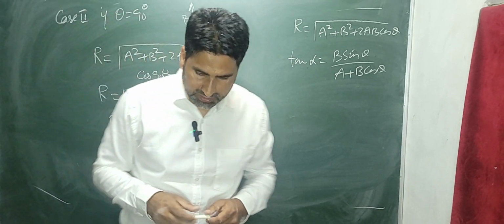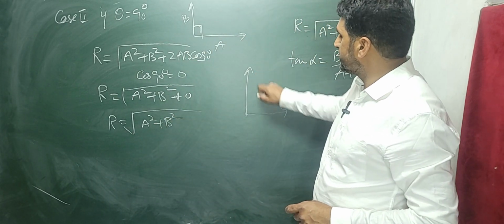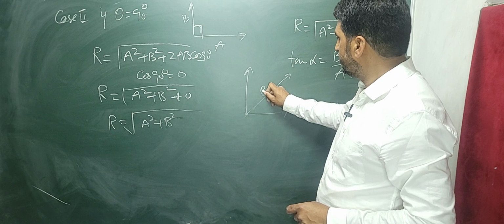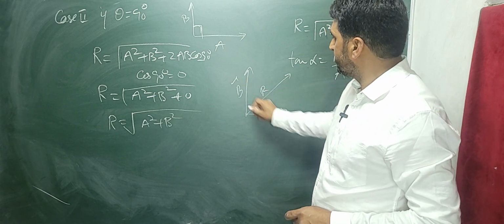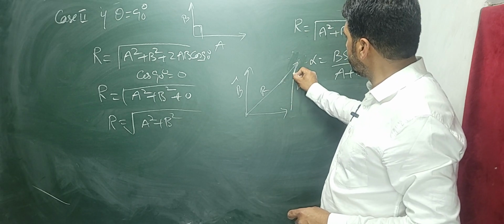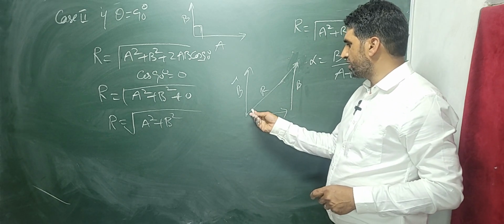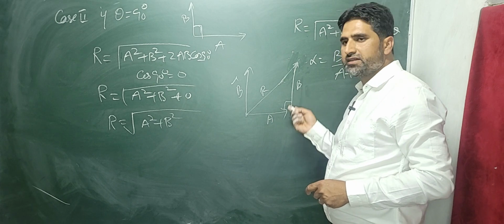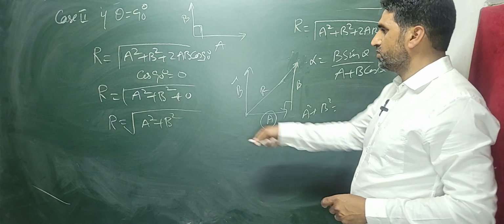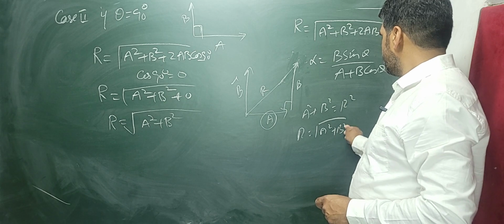Well, simply you see, if vector A is along this direction and vector B is along this direction, this will be R. If I draw the parallel, here is R. If I draw parallel B, so this is A. You can simply use the Pythagoras theorem, because theta is 90 degree between A and B. A square plus B square is equal to R square. So R is equal to under root of A square plus B square.